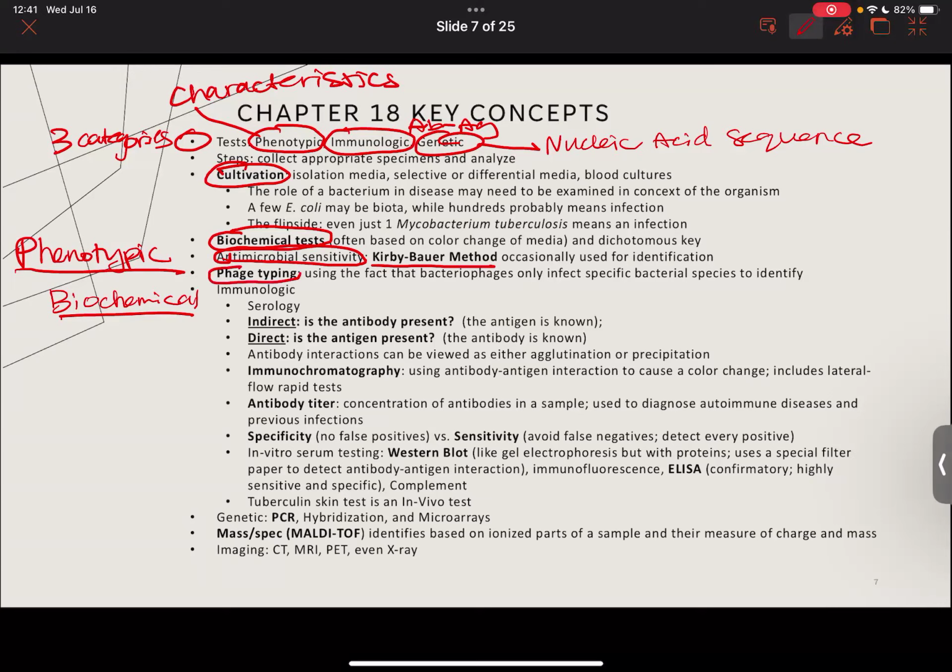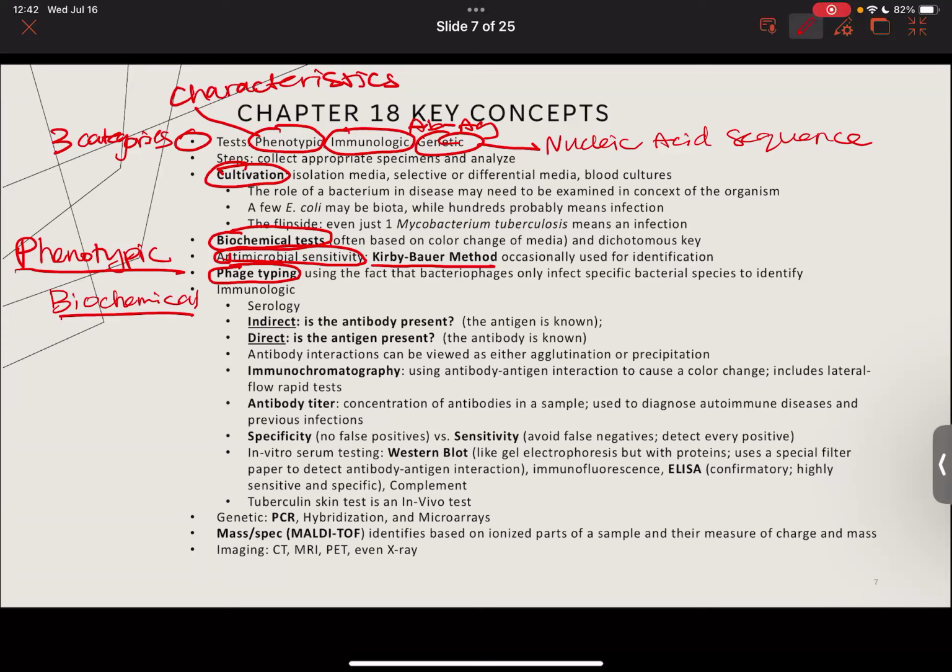We can also do phage typing. A bacteriophage only infects one species of bacteria. So it's a virus that only infects one species of bacteria. And so if I take your patient's stool sample and I culture it out and I expose it to a phage that only infects E. coli, and it infects your patient's bacteria, then your patient has an E. coli infection.